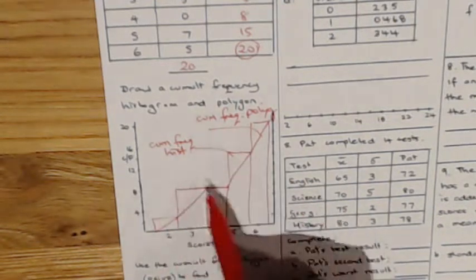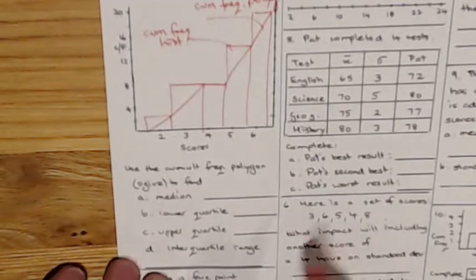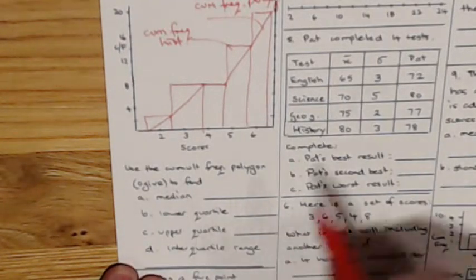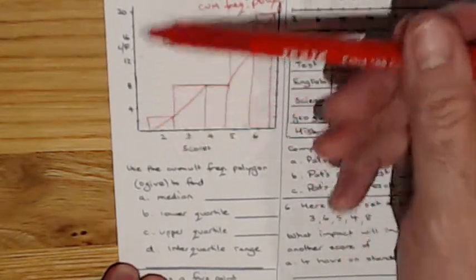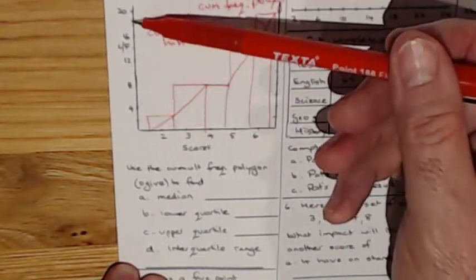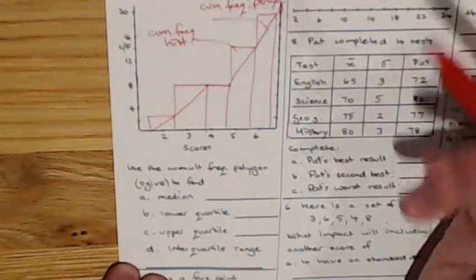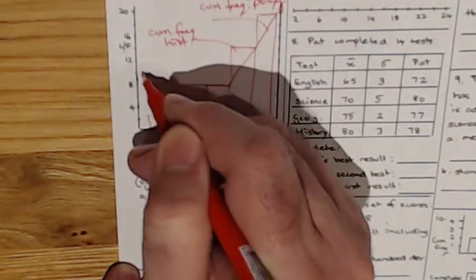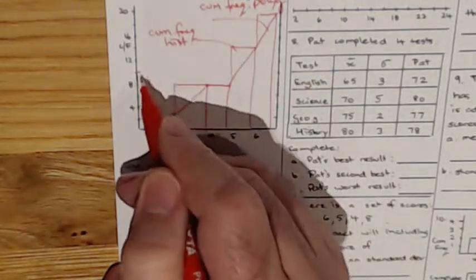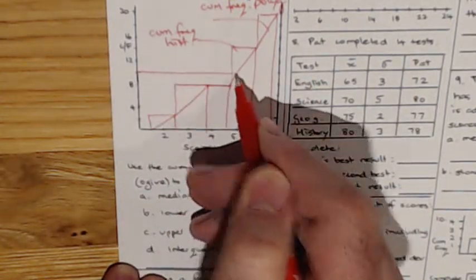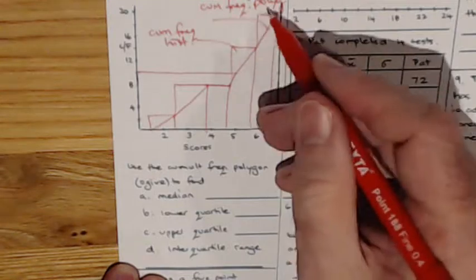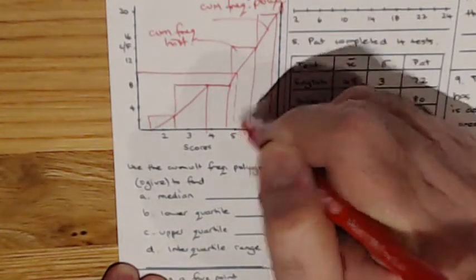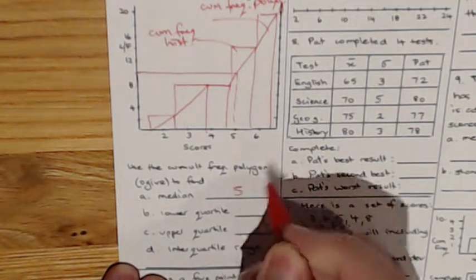Now, when using this diagram to find the median, lower quartile, and so on, the median is the middle score, and we can look at the vertical axis here, and it goes up as high as 20. So halfway up to 20 is 10. With 8 there and 12 there, there's 10. And we draw a horizontal line until we hit our cumulative frequency polygon, or the ogive. If we now bring that down here, the answer is 5.